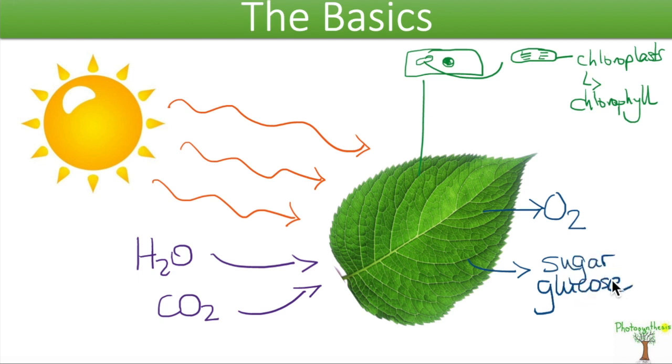Or if you want to be really specific, C6H12O6. Okay, so we get carbon dioxide and water, energy from the sun, all happens in the chloroplasts because they contain the chlorophyll. We get oxygen given out and then sugar. What type of sugar? Glucose. And there's its formula. Okay, so that's the basics of what's going on in there.